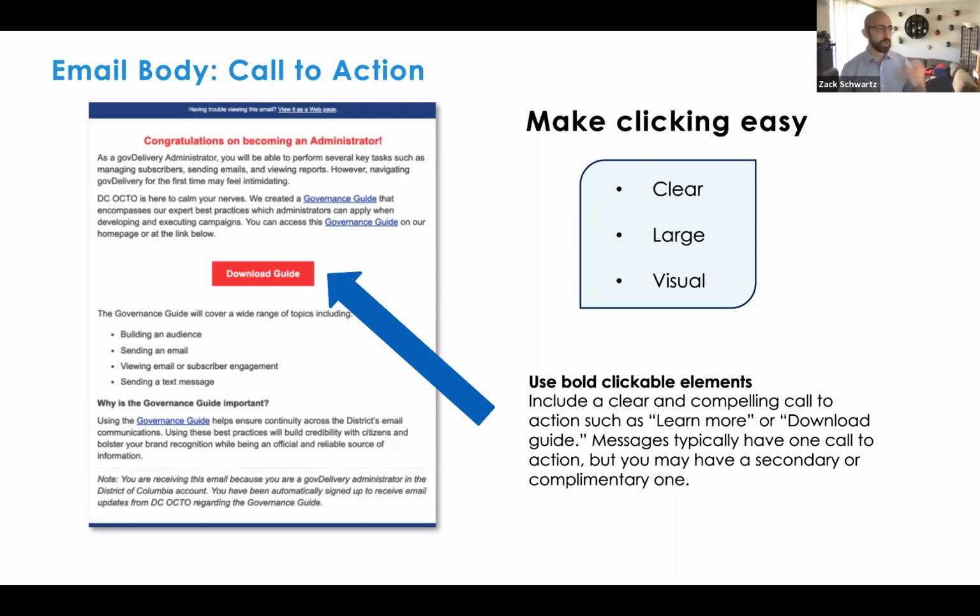For something like download the guide, you can also use something that's maybe a little bit more hyped up. You know, get the info you need, or that's not great, but something like become a govDelivery wizard today. That's not great either, but you see what I'm getting at, right? We want to include that value proposition. We want to tell people what they're going to get, and have that strong CTA.